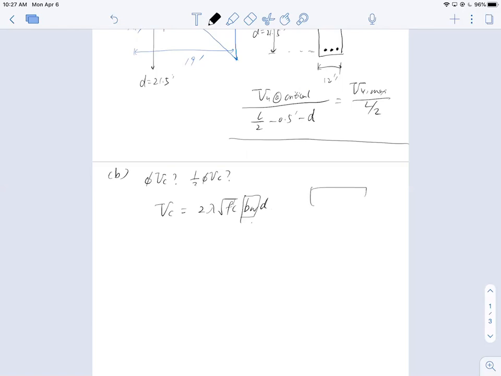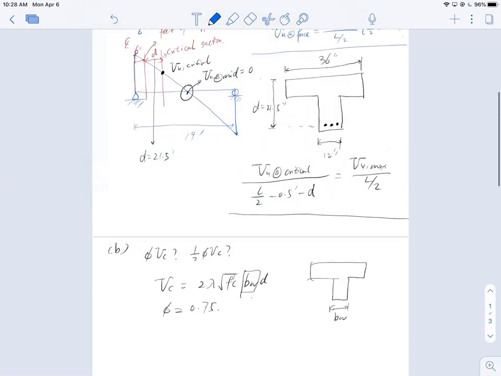So for a T-beam, this is the bw. Half of that, well, you can find it. But what is phi? Phi in this case is 0.75, the strength reduction factor for shear, constant 0.75. And once you have these values, you need to locate them.